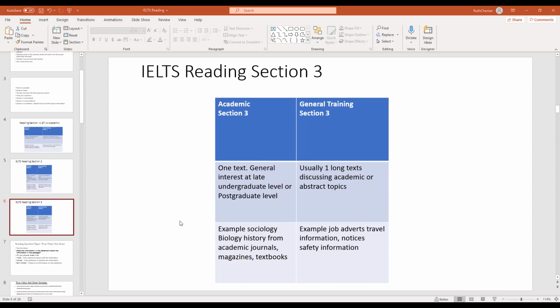Why do we have academic in general training section 3? No, that's a comparison between the two. That's a comparison between general and academic reading. So that's general training versus academic training. So I was giving you a comparison as to what is the difference between these two readings. Okay, thanks. Do you want me to go back to that and show you?